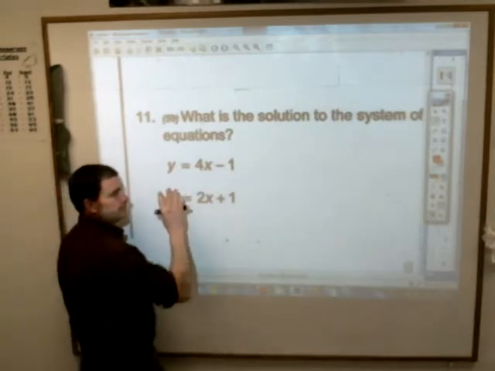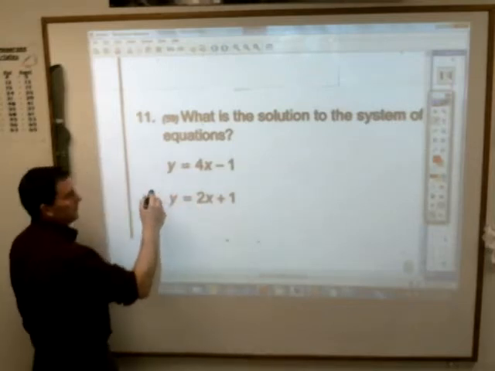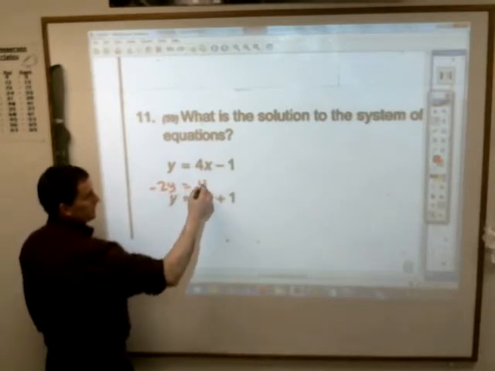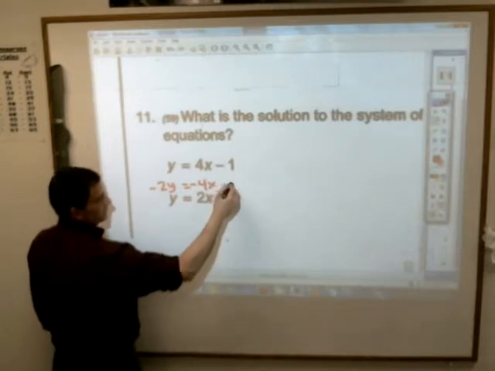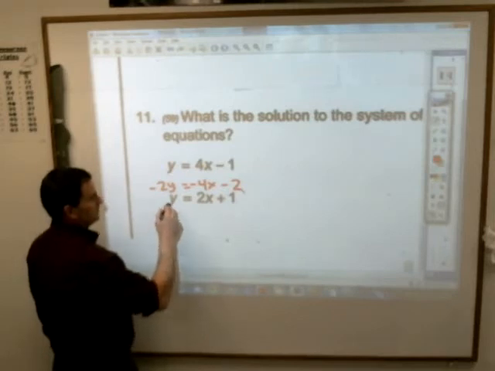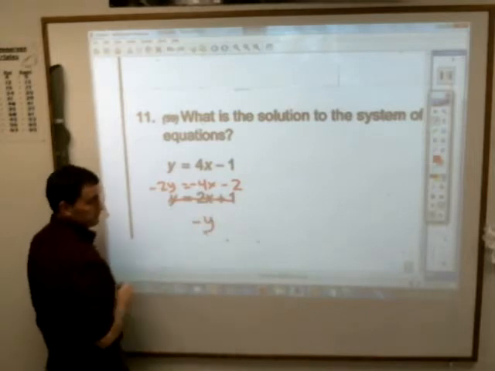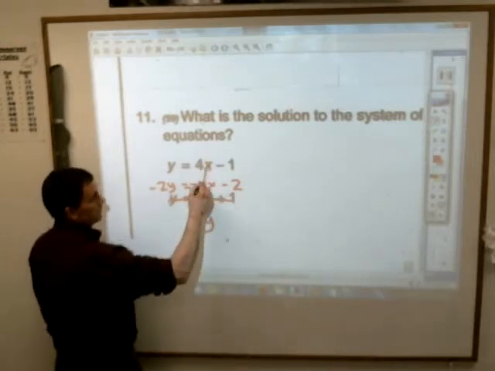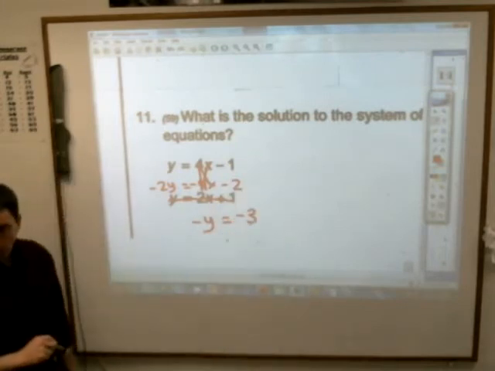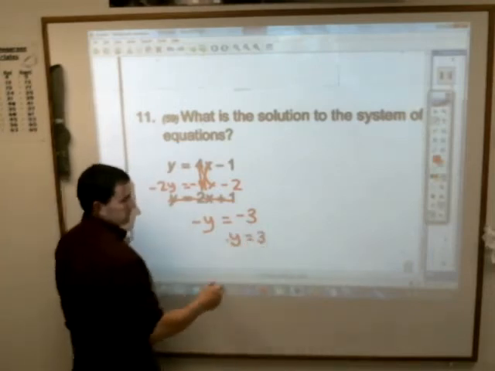I times each one by -2 on the bottom. You multiplied the bottom by negative 2. So this became negative 2y equals negative 4x minus 2. All right, so you added them together at that point, in which you would have gotten y and a negative 2y is a negative y, correct? Mm-hmm. The x's would have gone away, and negative y equals a negative 3, which is y equals 3. So you have to change the sign, and y equals 3. Is that what you got?